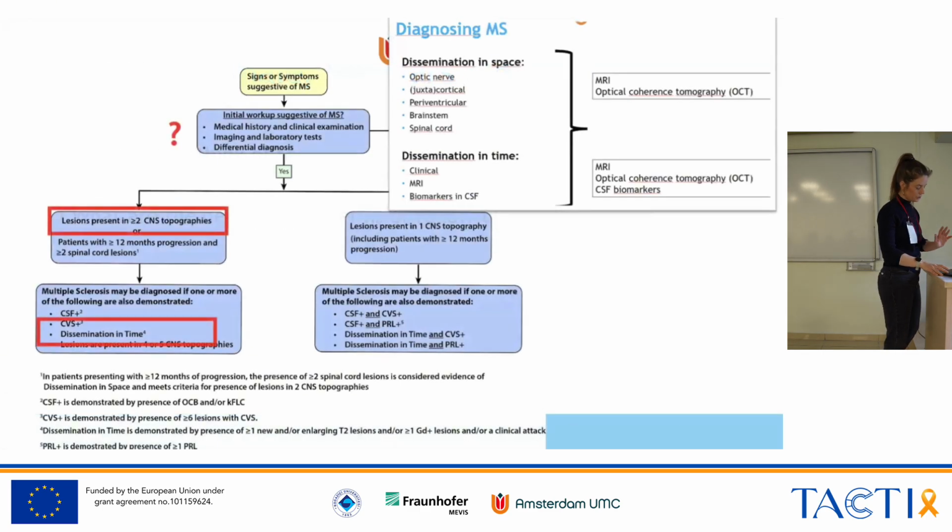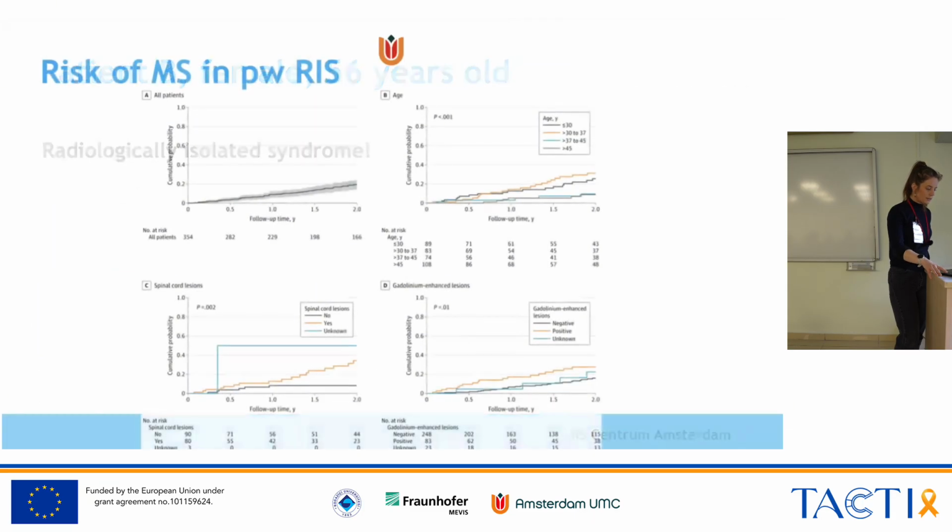Yes, I think you doubt the medical history and clinical examination, but we do have dissemination in space and dissemination in time. And this is what the inclusion of RIS in the MS flowchart is all about. So this is one of the studies that looked at the probability of developing MS over time in an average patient with an RIS.